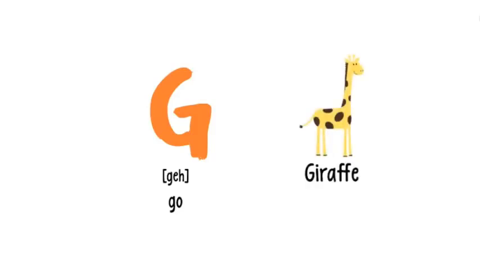G is pronounced like the G in the word go, and the German word is Giraffe, which means giraffe. As you can see, the word Giraffe is written exactly the same way as in English, but the pronunciation is completely different. G, Giraffe.